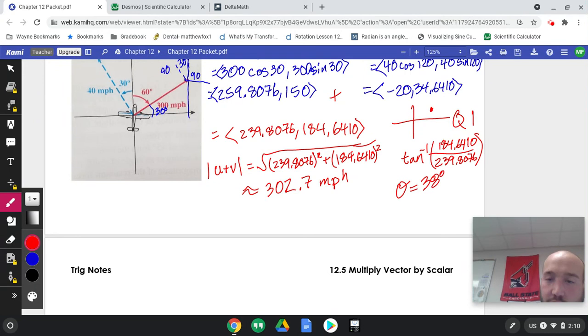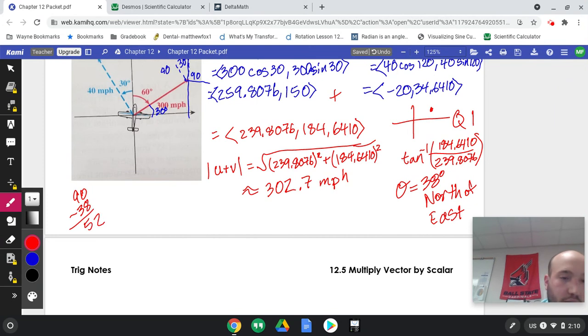Now once again, that 38 degrees would be 38 degrees north of east. That's not usually how we talk. Usually we go based on north. So east of north, if we take 90 minus the 38, we're left with 52 degrees. So more common might be 52 degrees east of north.